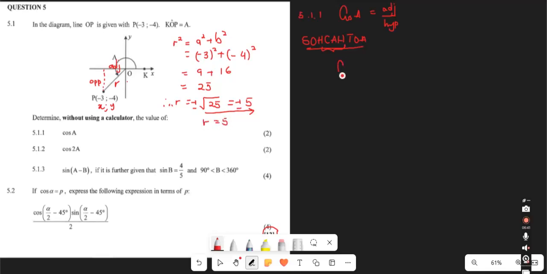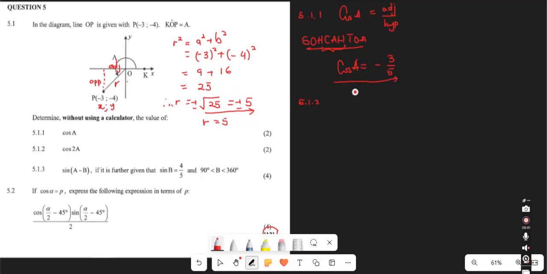Now come here and say cos A is equal to adjacent, which is -3, divided by 5. That is your cos A. Let's show that it's cos A.